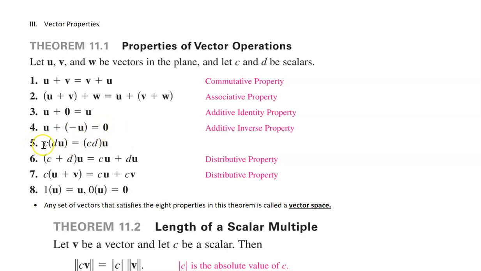You can group and distribute scalars as well. And 1 times u is equal to u, 0 times u is equal to the 0 vector. And that's a very important distinction. Notice the difference between 0 and the 0 vector. We're not talking about a number 0 here.